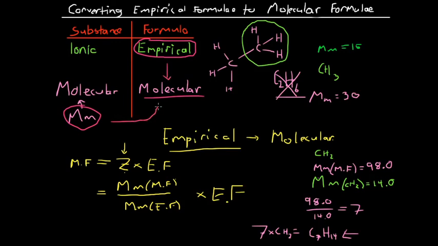And we do that by comparing the molar mass of the molecular substance with the molar mass of the empirical formula by itself. And from there we can see, and we already know, that the molecular formula is a whole number multiple of the empirical formula. So the ratio between the molar mass of the molecular substance and the molar mass of the empirical formula tells us how much we need to multiply the empirical formula by. It tells us this Z value here. And that's how we convert from empirical formulae to molecular formulae.